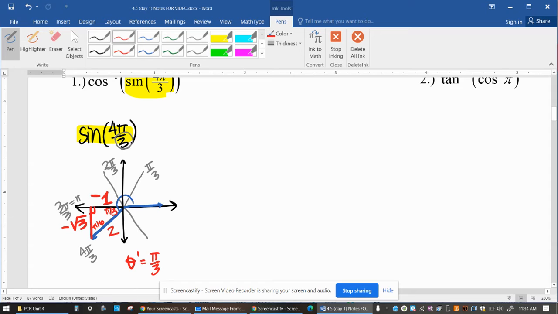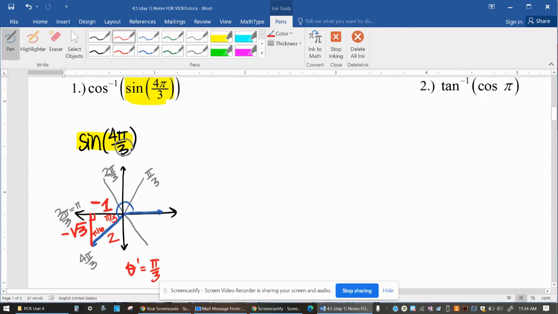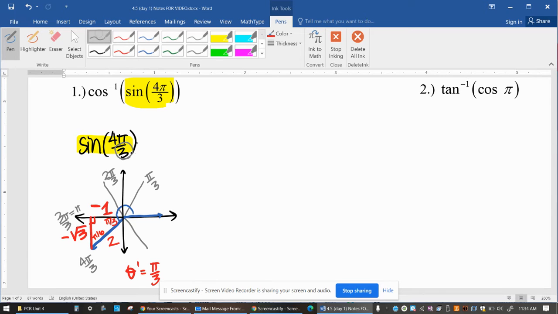Okay, so the sine of 4 pi over 3 would be, using your reference angle of pi over 3, opposite over hypotenuse. So that's negative root 3 over 2. Okay, that equals negative root 3 over 2. So now I'm going to go back and put that into the original problem. Okay, so now we're slowly evaluating this.